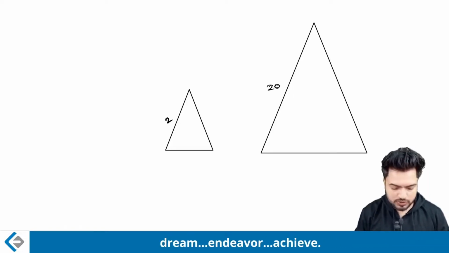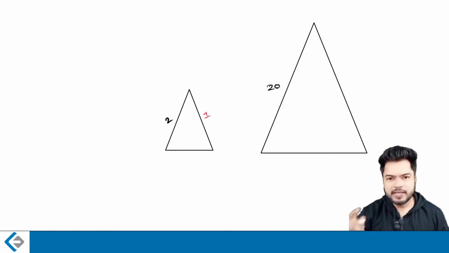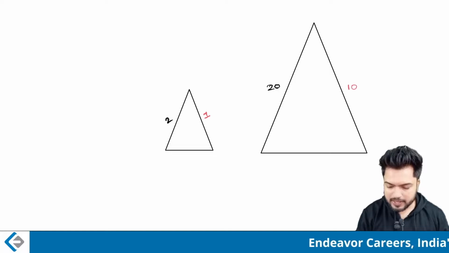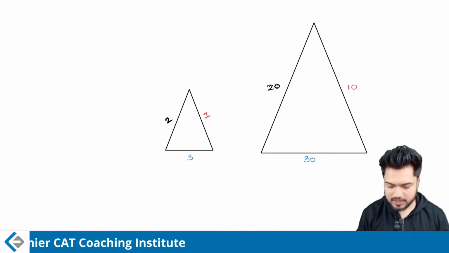Say this was 1. It got magnified 10 times, so this will become 10. Say this was 3. It got magnified 10 times, so this will become 30. That's how it is.